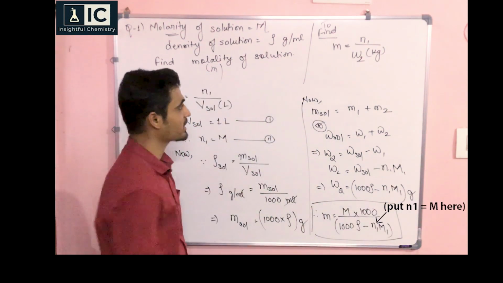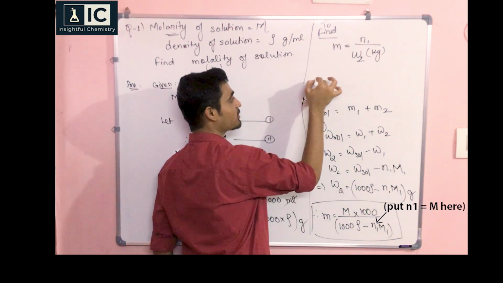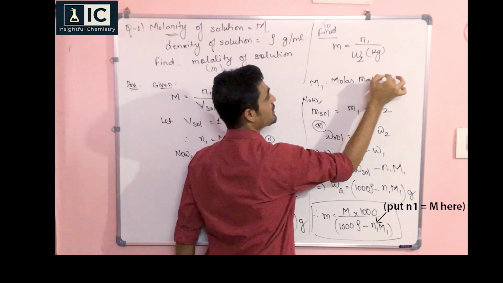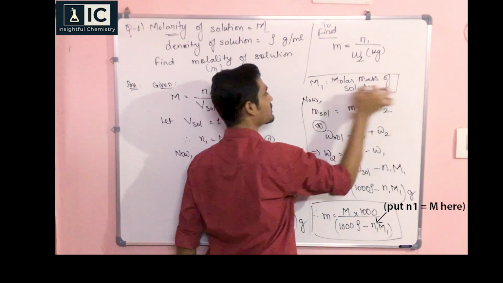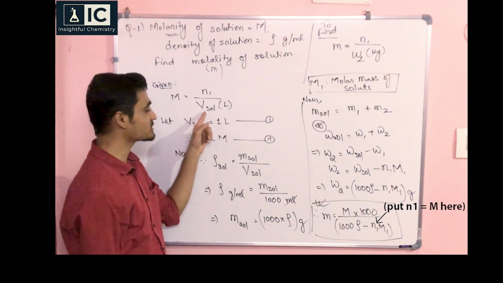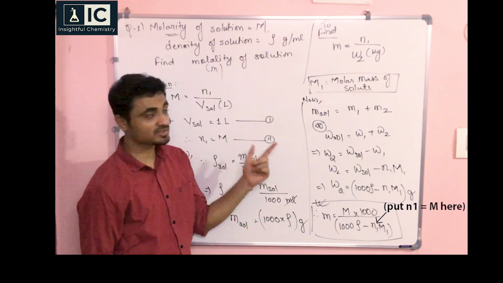Right? One thing you can write, just note there, below that you write what is M1? M1 is molar mass of solute. Okay, and then you get this formula. So how did we start? We just took denominator 1. I hope you understood. Let's do one more.